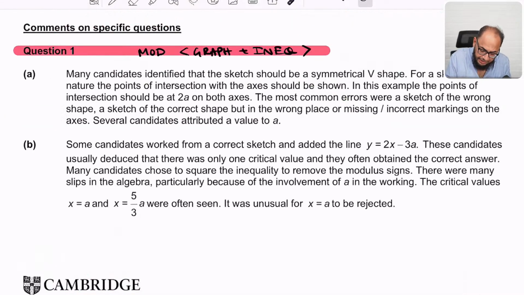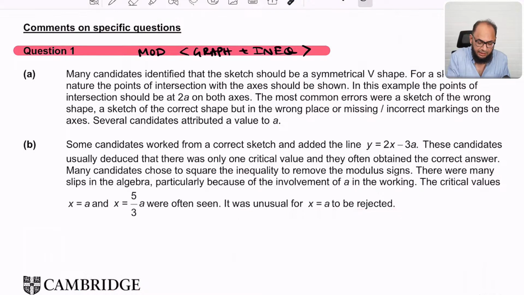The second part. Now the question says, some candidates worked from a correct sketch and added this line. These candidates usually deduce that there was only one critical value. They often obtained the correct answer. Many candidates chose to square the inequality to remove the modulus sign. Squaring is only applicable when there is modulus on both sides. If you square both sides in case 1 or case 2, sometimes you give an extra solution which you do not know whether it exists in reality or not. There were many slips in algebra, particularly because of the involvement of a in the working, the critical values are such and such. It was unusual for x equals a to be rejected.